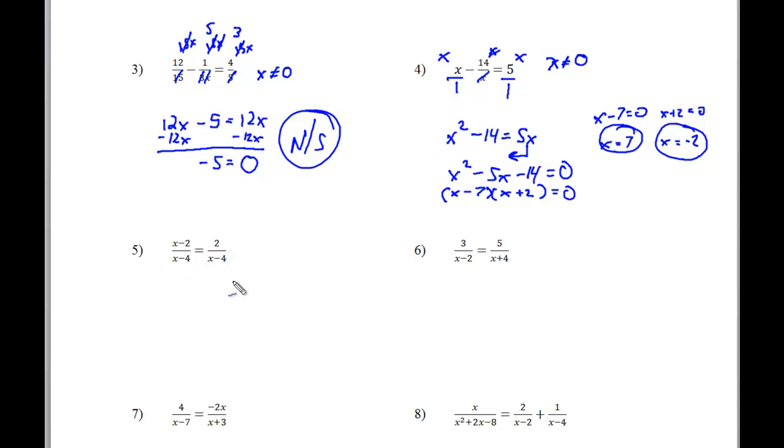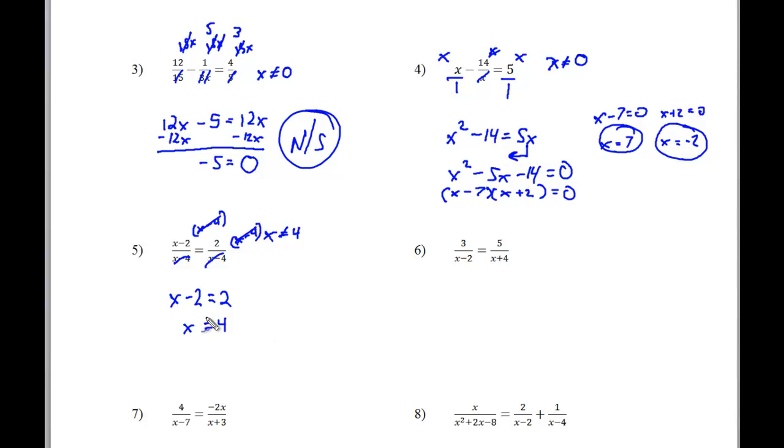Okay, now, first of all, let's look at number 5. We can easily find our danger number. My danger number here is going to be positive 4. Now, some people have talked about doing crisscross multiplication, but what I prefer to do is multiply by the least common denominator. And since you notice these denominators are exactly the same, they just simplify, and so what I'm left with is x minus 2 equals 2. Moving the number to the other side, x is equal to 4.